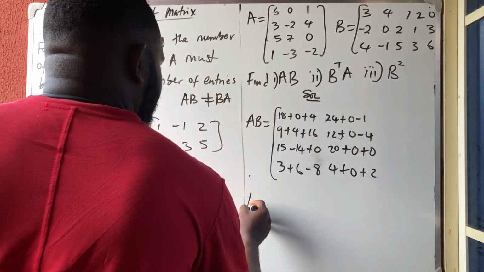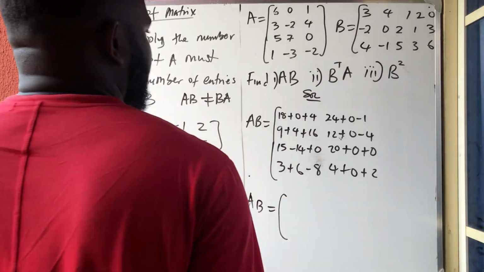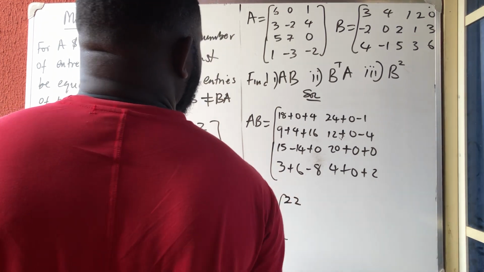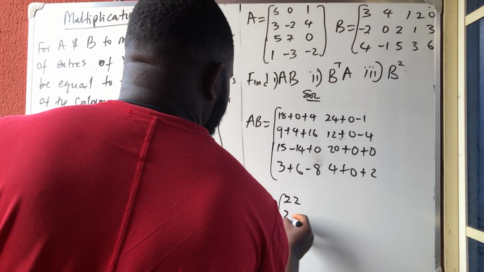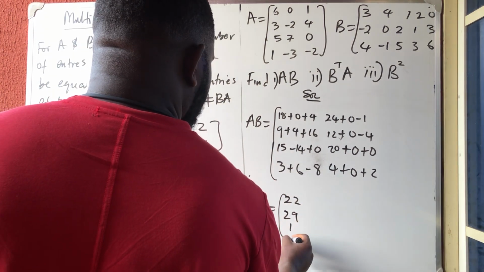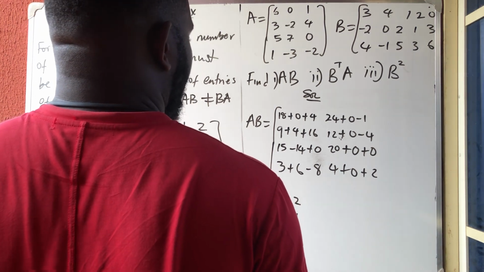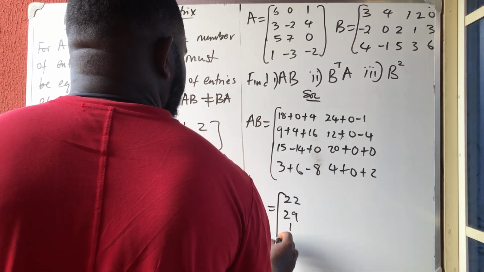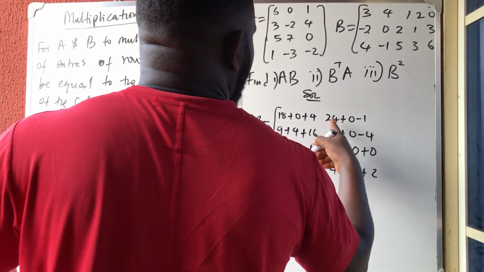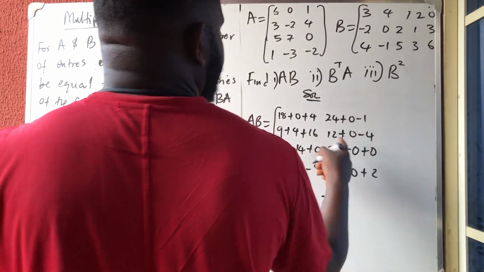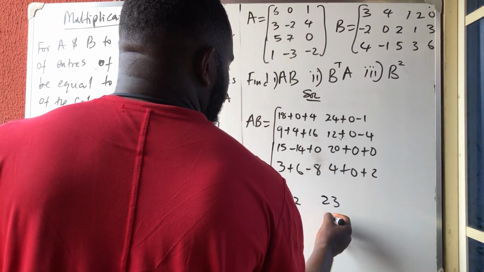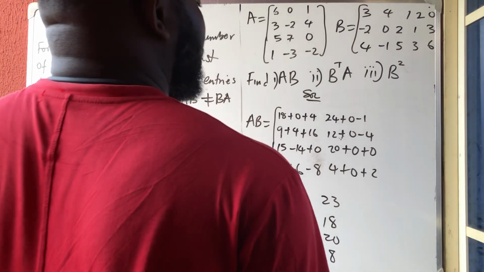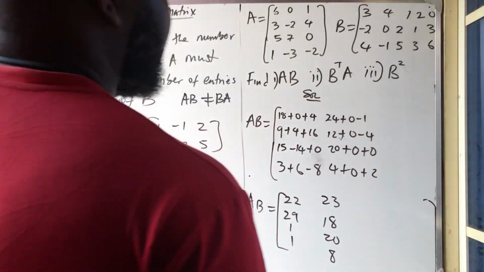Okay, so your answer now, AB is equal to, everything here will give me I think 22. Here will give me 29. Here will give me 1, and then finally here will give me 9 minus 1 again. Okay, so here will now give me 23. Here will give me I think 18. Here will give me 20, and here will give me 8. Okay, so complete your own to have the complete matrix.